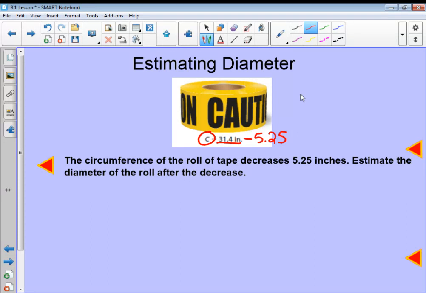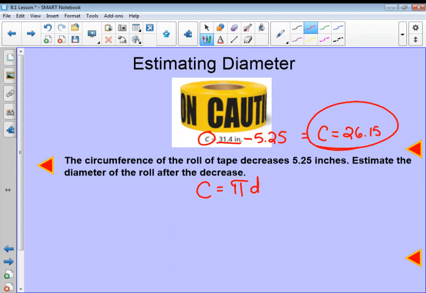So if it decreased, we're going to subtract. So 31.4 minus 5.25 leaves me now with a circumference. So my C is now going to equal 26.15. So now they want us to estimate the diameter. I know, I would usually just check the diameter, but they're having us work a different method of our skills. So our circumference equals pi times diameter. So our circumference is now 26.15. 26.15 equals pi, which is 3.14, times our diameter.